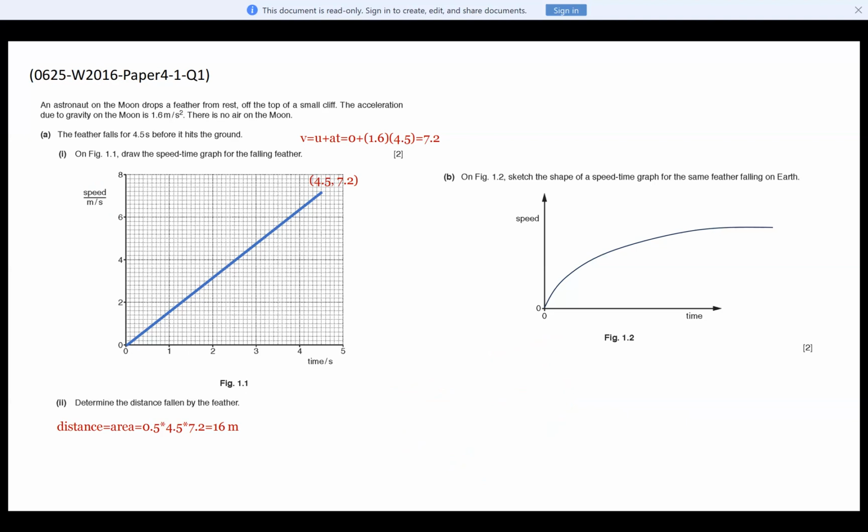Finally, in question B, we are required to sketch the shape of a speed-time graph for the same feather falling on Earth. So how would that be different? The idea is that there is a keyword that we did not really pay attention to so far, which is that there is no air on the moon. There is no atmosphere, there is no air. So therefore, since there is no air, there is no air resistance as well. So this is why the acceleration is constant on the moon.